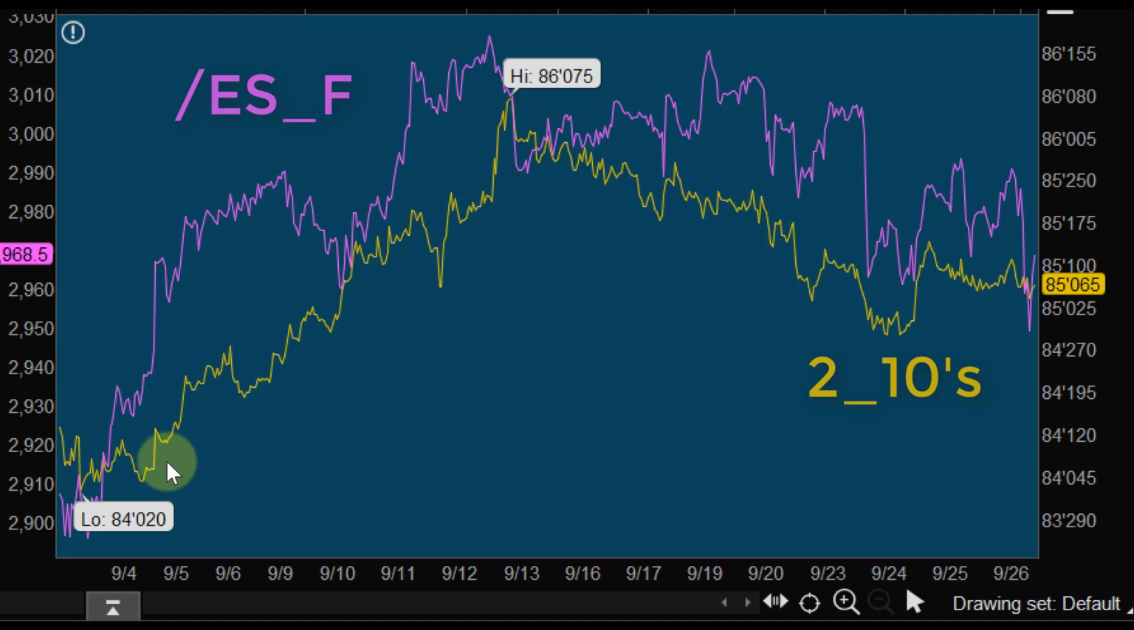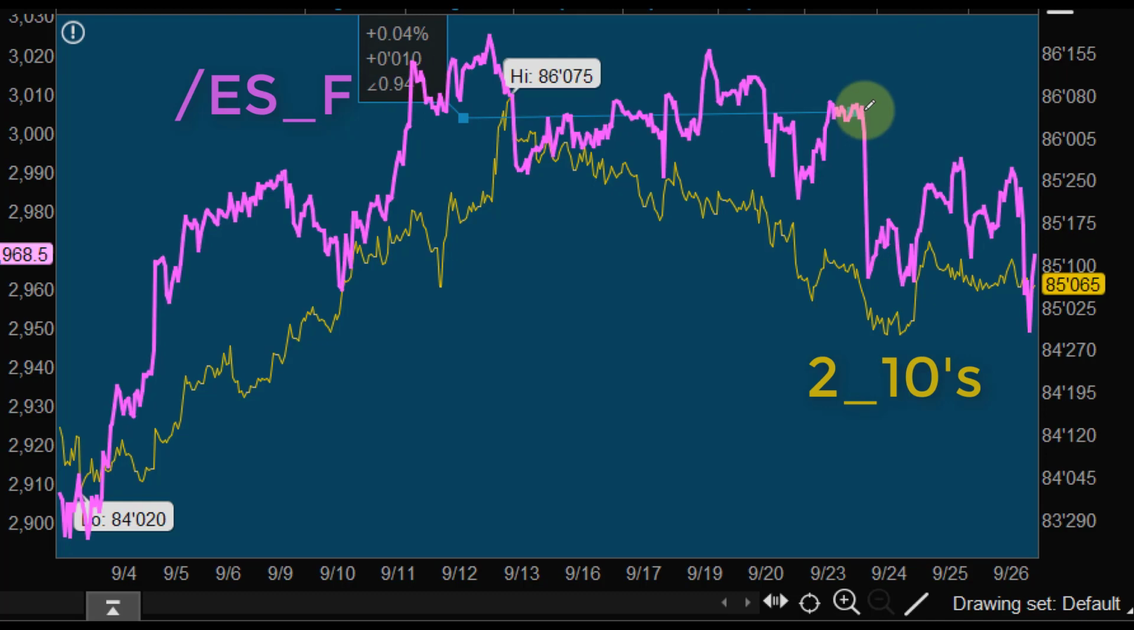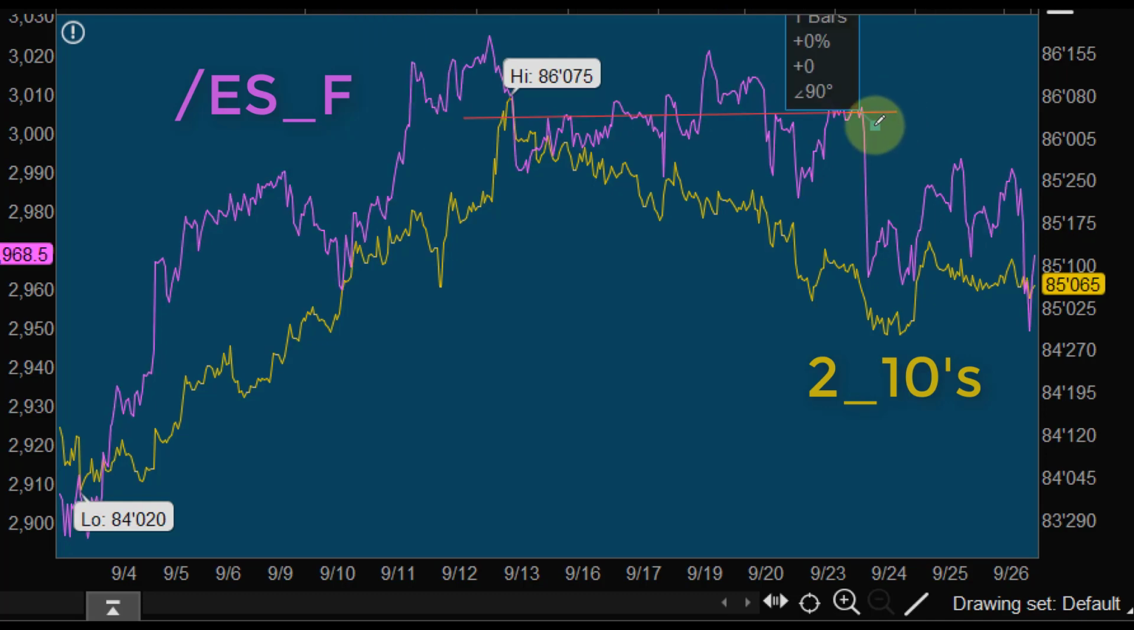So back here, as the yield curve, if we look at it from 2s, 10s, was steepening, as those rates were getting further and further apart, what were the S&P futures doing? They were following suit. They were rallying. As soon as the 2s, 10s spread changed and started getting flatter, notice the delayed reaction of the S&P futures. But inevitably, they came to catch up. Right now, the yield curve's in charge.